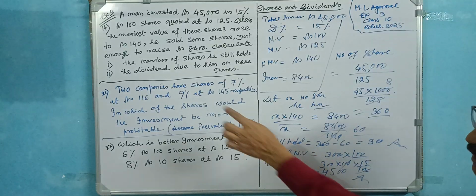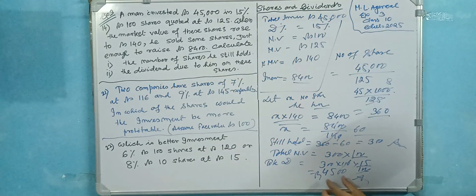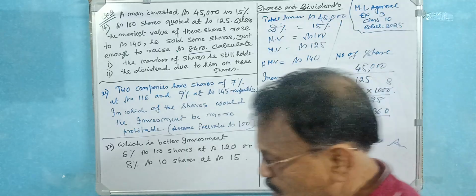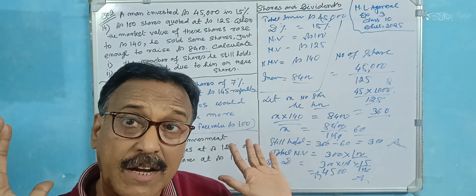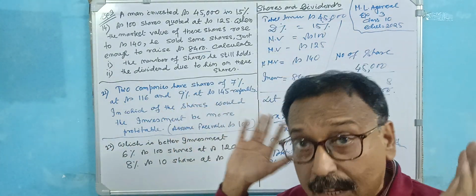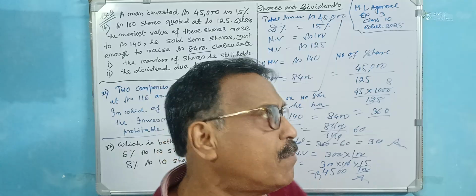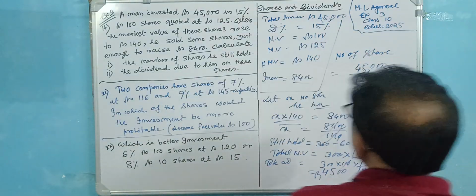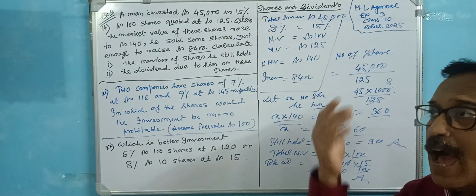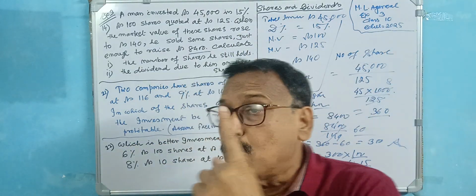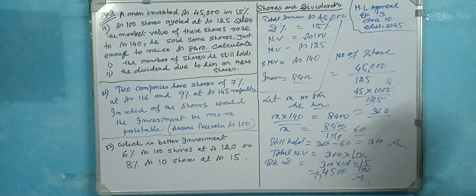So this is the dividend due to him on these shares. Is that clear? Very interesting sum, no problem at all. There is no need for any formula to remember. If you forget it, no problem at all. The total investment is 45,000, and what is the market value of one share? 125. So the number of shares, just to calculate, is 360.